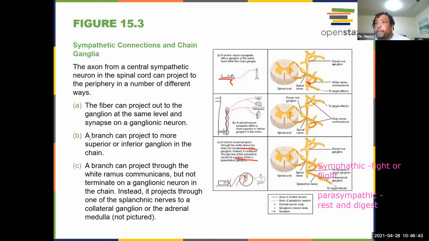And then in B, you're going to have a branch that can project from a more superior or inferior ganglion in a chain. So in this case, your central neuron synapses within a more superior one. Again, it's really hard to see. You have your neuron branching and going along here. And so you're going to have your synapses here, along here, along here, along here. And then these are going to be hitting those effectors from here on. So you're going to have your synapses along this part.